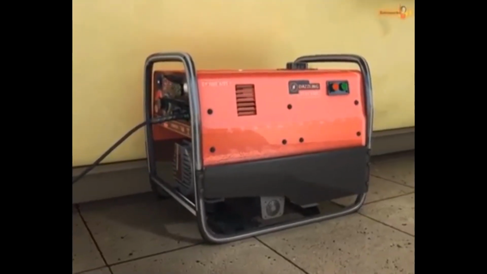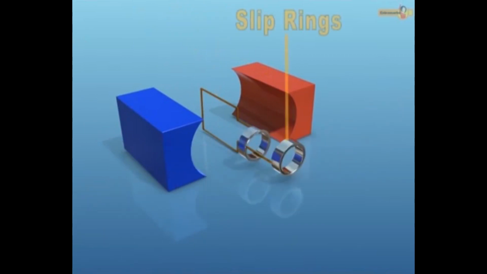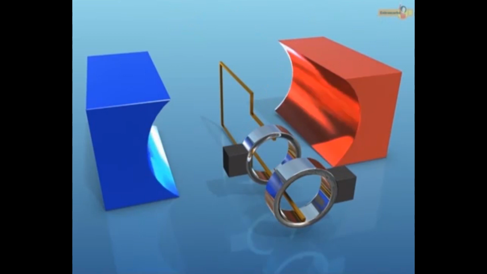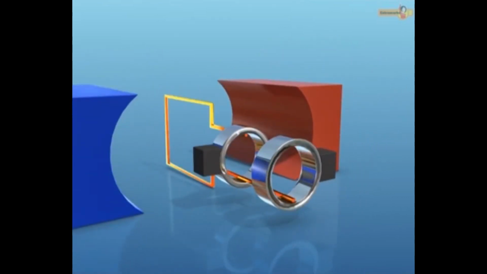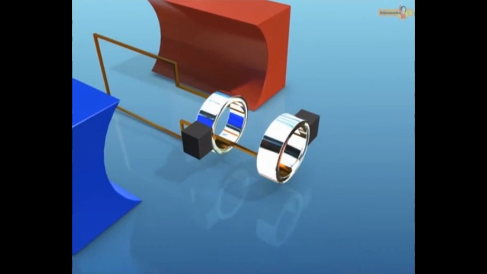Let us now see the construction of an AC generator. An AC generator consists of field magnets, an armature, 2 slip rings, and 2 carbon brushes. The poles of field magnets are concave and cylindrical in shape, and therefore produce a radial magnetic field. Armature is a soft iron core on which a coil having a large number of turns of copper wire is wrapped. The 2 ends of armature are attached with 2 slip rings. These rings rotate with the coil. The slip rings are made of metals and are insulated from each other.